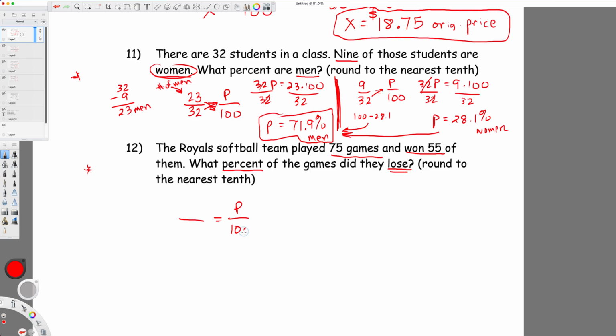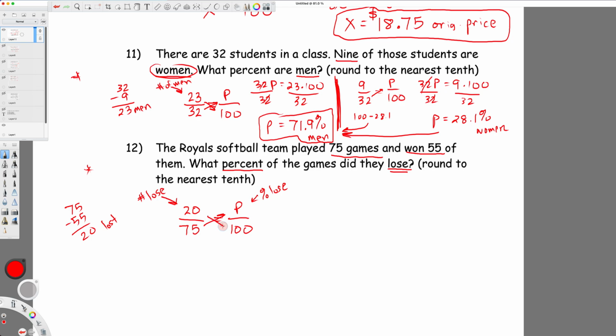I don't know. But then if this is the percent that they lose, then this has to be the number that they lose. So 75 games played and they won 55 of them. So if I come over here, 75 minus 55 is 20. So they lost 20 games. So this 20 is what has to go here. If this is the percent they lose, this is the number that they lose. And then this is the total number of games, which was the 75. So 20 out of 75 is some percent of losing out of 100.